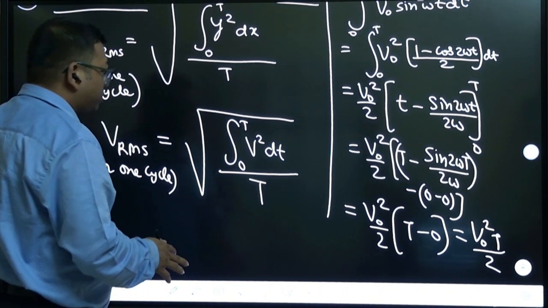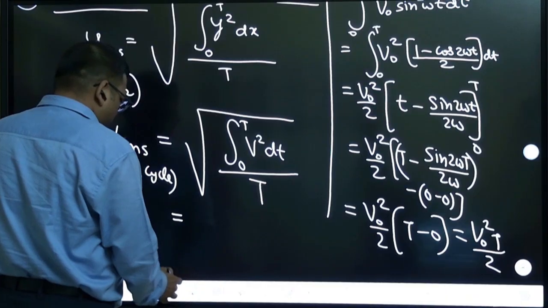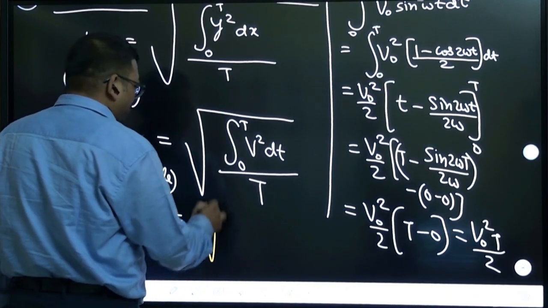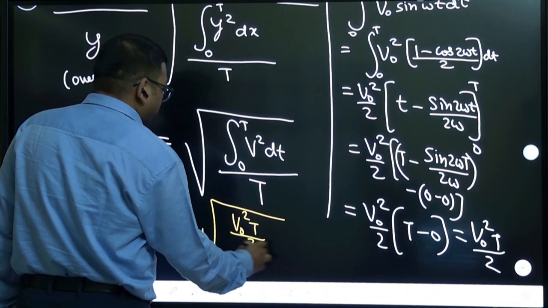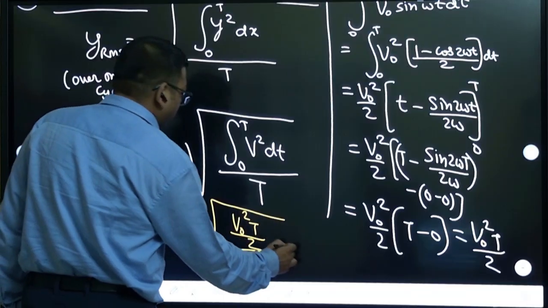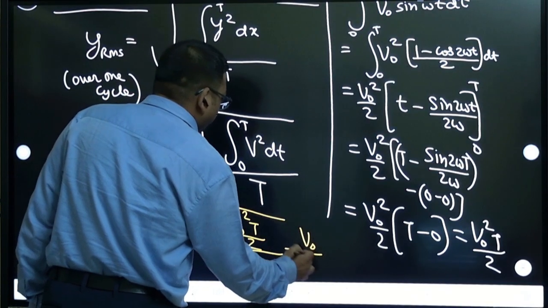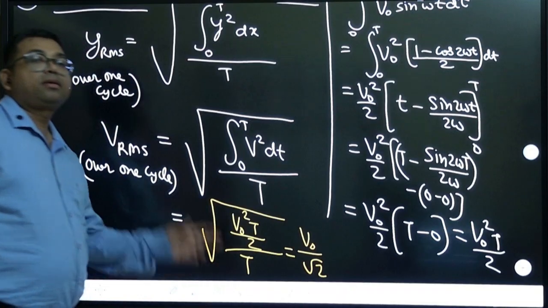Now let us substitute it in this formula. So we are going to get v naught square T by 2 divided by T. So T got cancelled, and we get v naught by root 2. Clear? Yes.